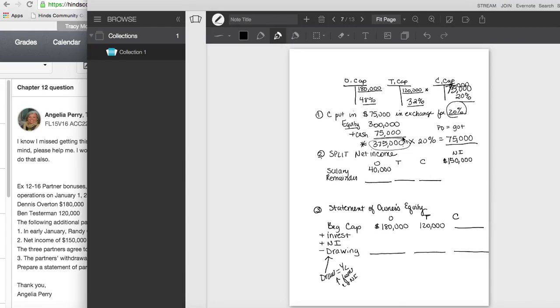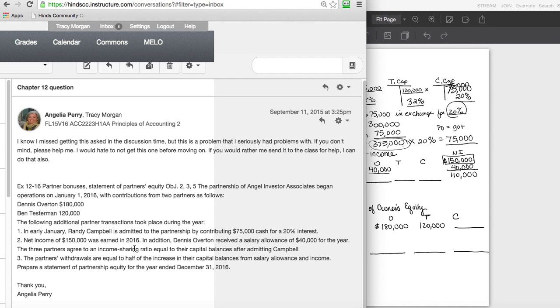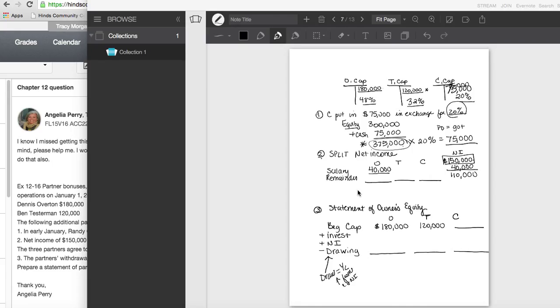Part number 2 says we're going to split net income, and we're going to offer a salary to O for $40,000. So whenever you split net income, you need to create the chart like the one in the book, and I always add net income up here on the top right so I know what I'm splitting up. We promised a salary of $40,000, which means that we have a remainder of $110,000 that we need to distribute. And in the problem, it says that we're going to distribute the income sharing ratio equal to their capital balances after admitting the new partner. So that means that we're going to split this 3 ways: 48%, 32%, and 20%.